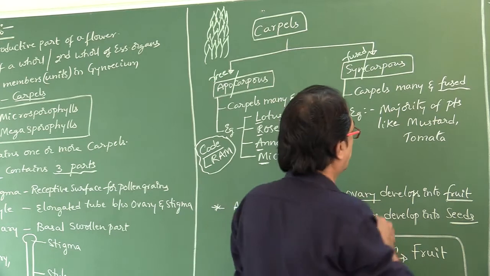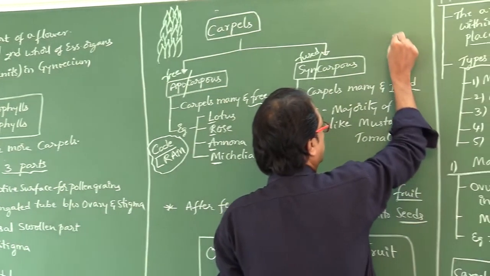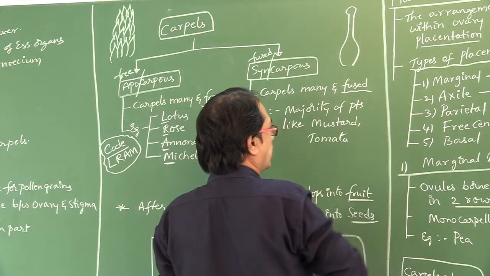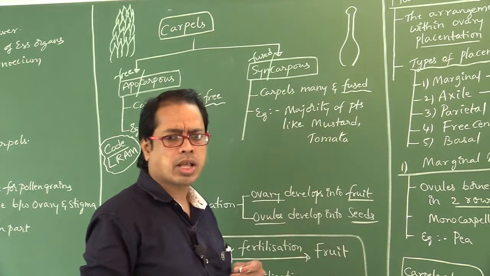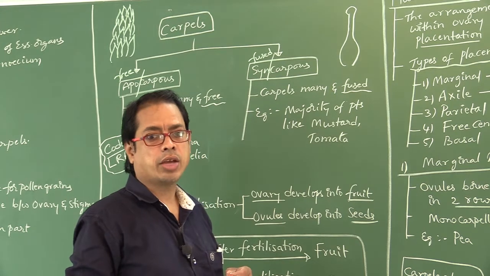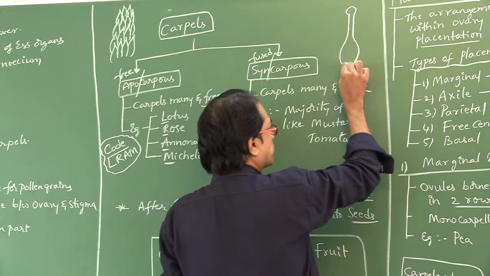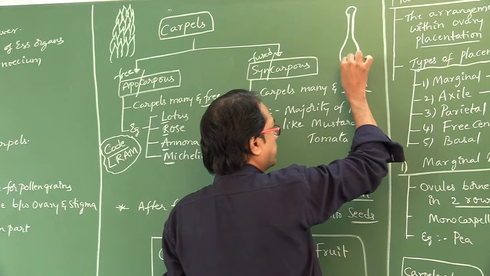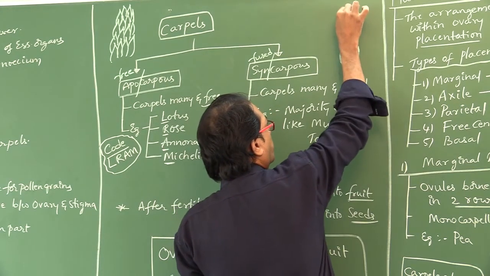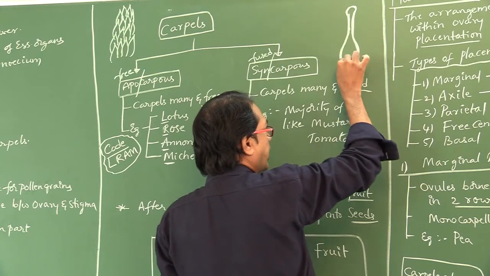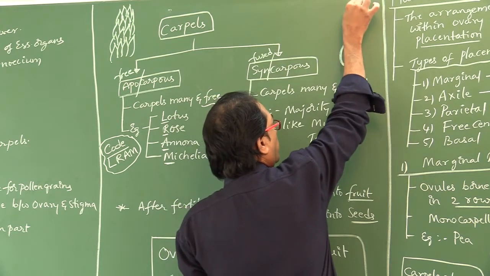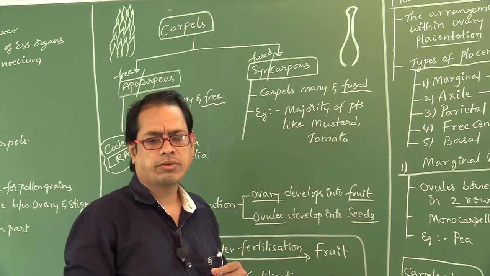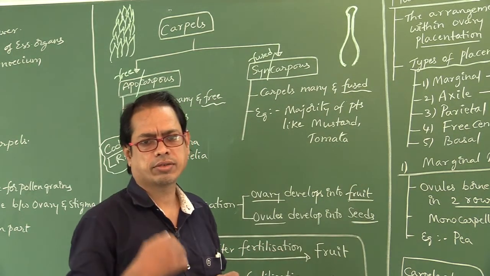Syncarpous means, let us suppose this is one carpel, and here how many carpels are present, we are unable to say. So this is another carpel, this is again another carpel, a third carpel, again a fourth carpel, one is present inside the other. How many carpels are present? We are unable to say by seeing.